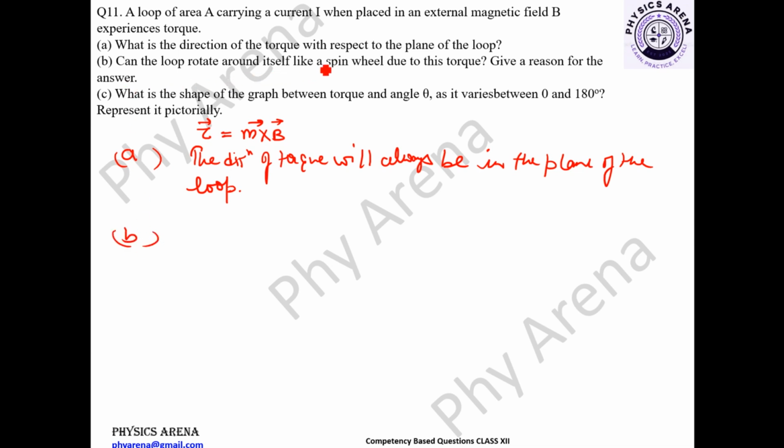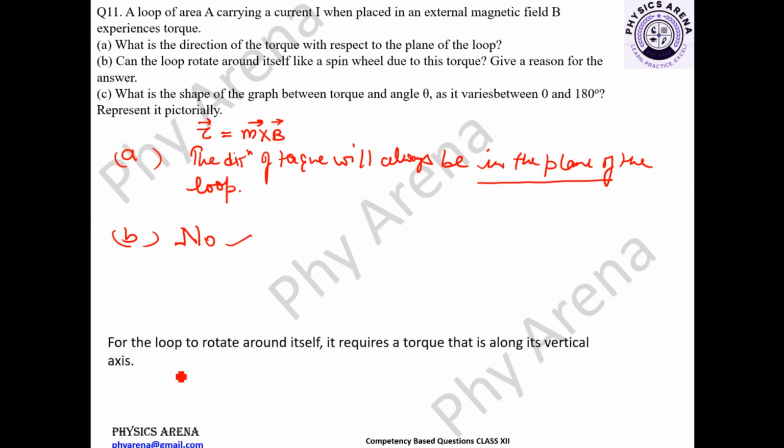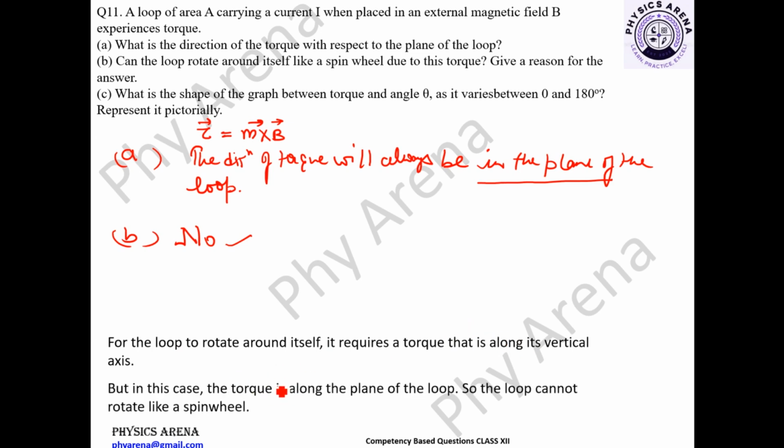Can the loop rotate around itself like a spin wheel due to this torque? No, it cannot rotate as the torque is acting in the plane of the loop. For the spin wheel to be rotating, the torque must be acting along the vertical axis through the loop. But in this case, the torque is acting in the plane of the loop, so it will not rotate like a spin wheel. So we can answer it like this. For the loop to rotate around itself, it requires a torque that is along its vertical axis. But in this case, the torque is along the plane of the loop. So the loop cannot rotate like a spin wheel.